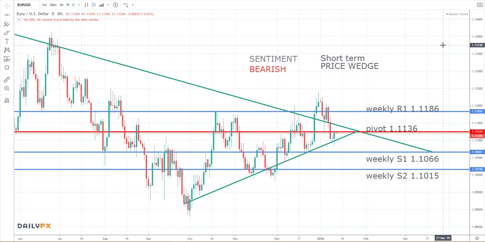So, as you can see here, my sentiment is bearish on the euro dollar. However, we see prices stuck in a short-term price wedge. So we've got this ascending trend line back from October, which has been pretty fierce, right? A lot of new highs. We saw a new high just the other week up to the 1235, 1240 area, but then it was quickly rejected.